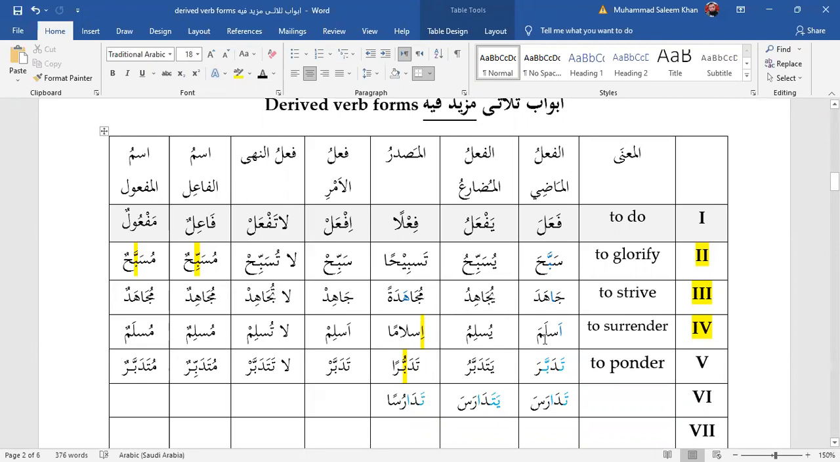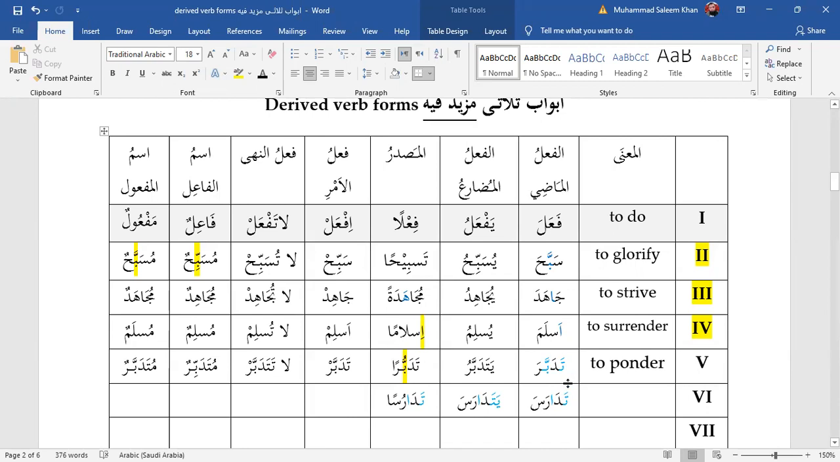This is the only scale where, in fi'l amr, we write the hamza completely differently, because in the rest of the fi'l amr, it is hamzatul wasl, ustad. When we talk about the three root letters, either it will be dhamma or it will be kasra, based on the third letter. But this one is fixed, it doesn't change. And that's why we have to put a fatha over there.